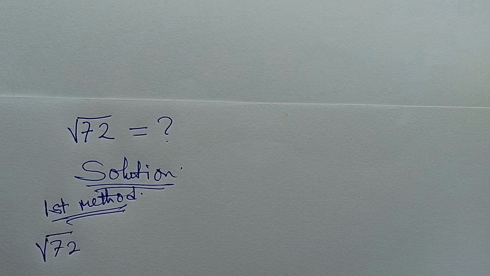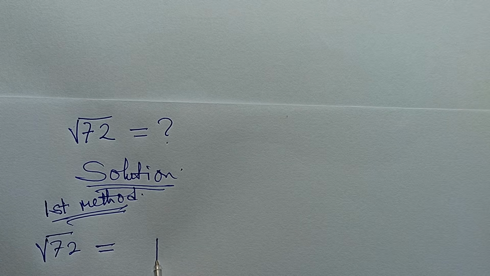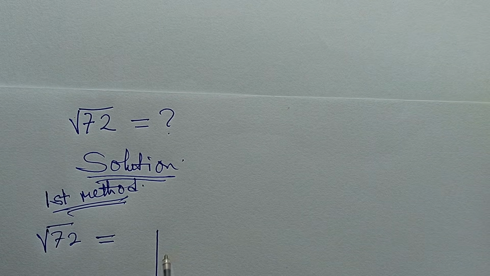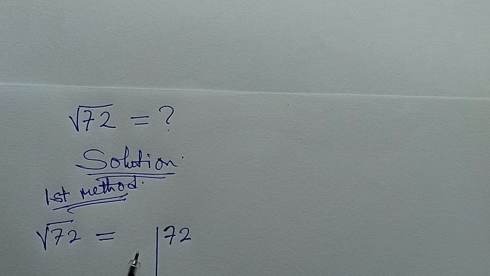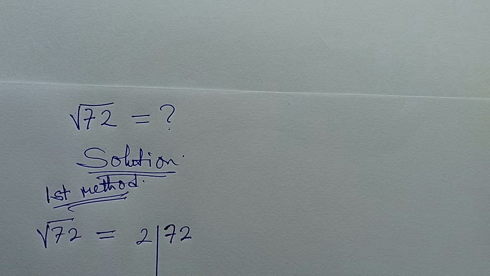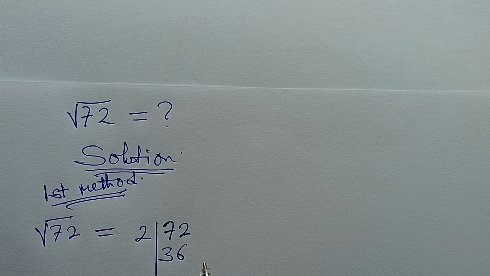In elementary mathematics, we were taught that when you are to find the square root of a number, you do what is called the long division method. So we put 72 here, and we think of the prime number that can go into this 72. We discover that 2 can go into it. So 2 into 72 gives us 36, right?